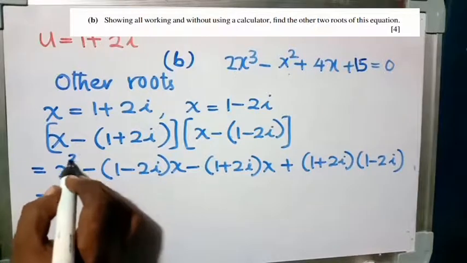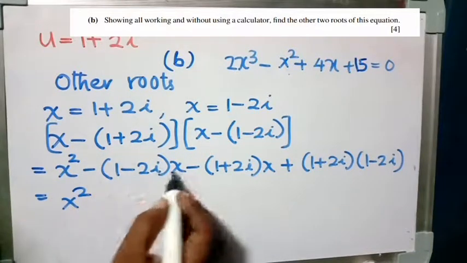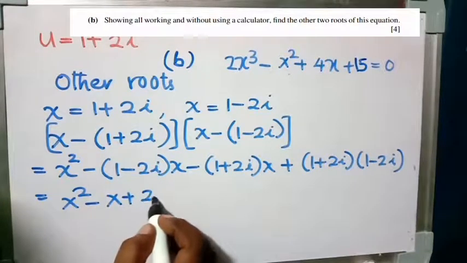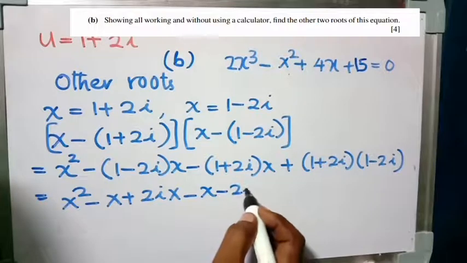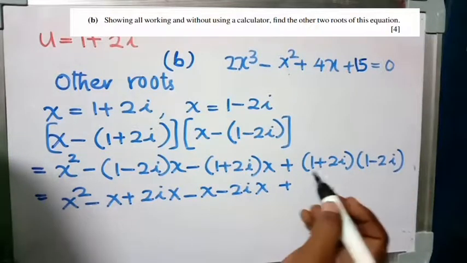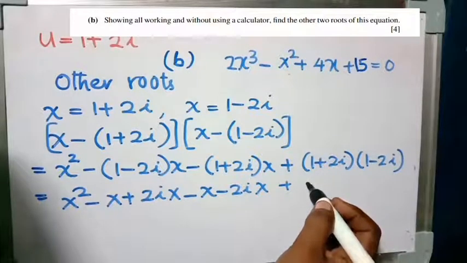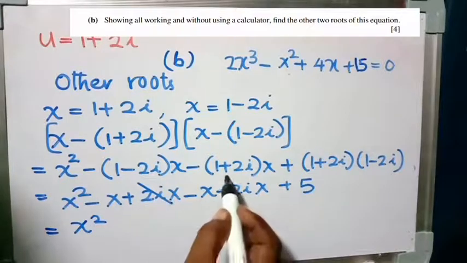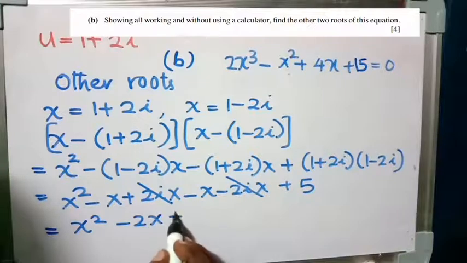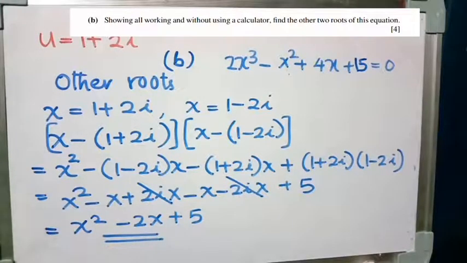That's equal to, sorry, it is x squared. X into x is x squared. X squared minus x plus 2ix minus 1 into x minus 2ix plus, it's a plus b into a minus b. When you do that, we get 5. Yes, 5. That's equal to x squared plus 2ix and minus 2ix cancel. We get minus 2x plus 5. So we got a square factor here.